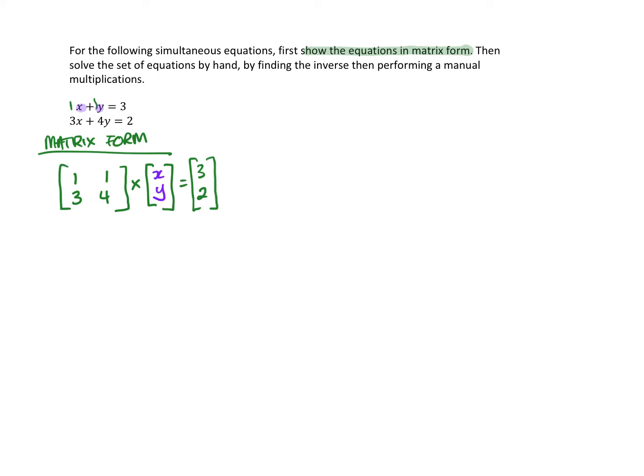So if they say show these equations in matrix form, that's what you have to do. Then they want you to solve the set of equations, and they want us to do it manually. Okay, so if we're going to solve the equations, what we're actually finding out is this is what we want to know. We want to know that 2 by 1 matrix. That will tell me what x and y is.